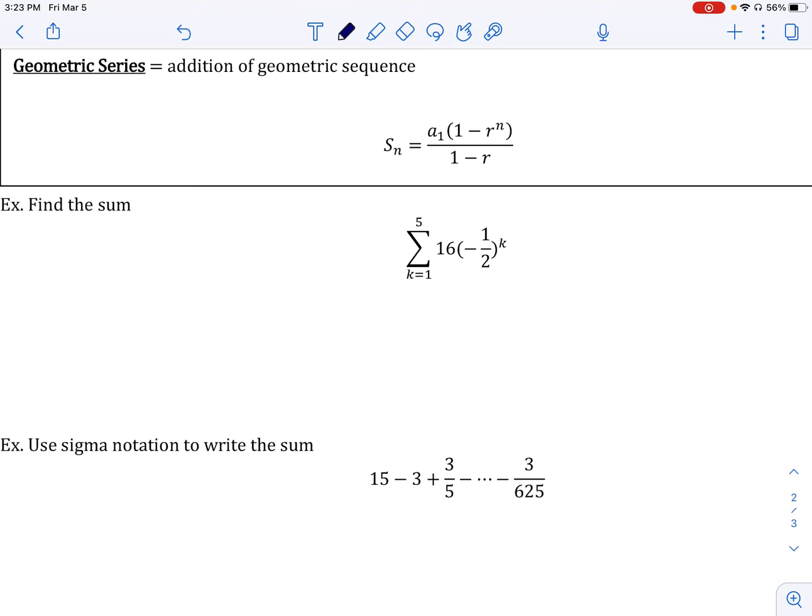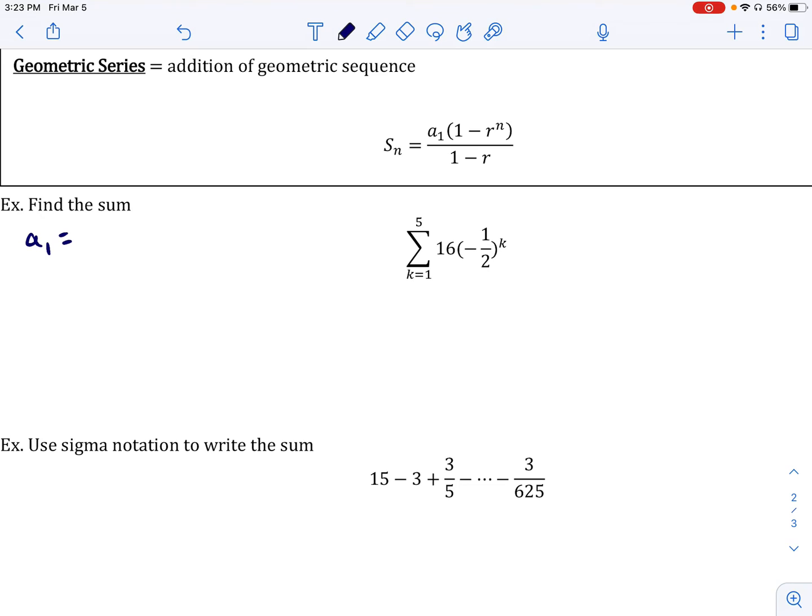So we've got a geometric series where our lower index is 1, our upper index is 5, meaning we're starting with the first term and adding all the way up to the fifth term. We can say that our common ratio is negative 1/2. So what we do need to find is a sub 1. Now at first glance you might be tempted to just say that it's 16, but look at it carefully.